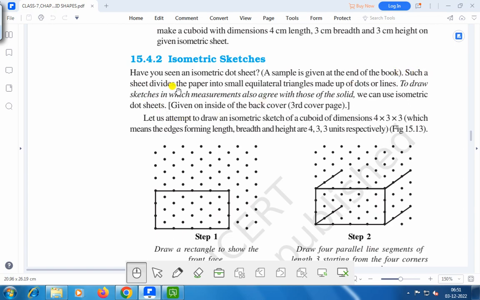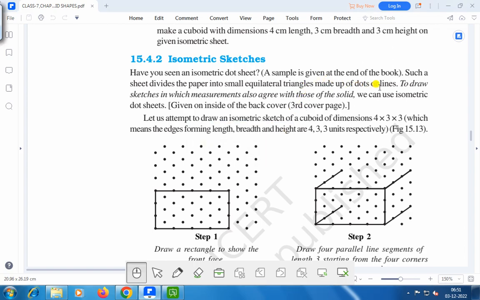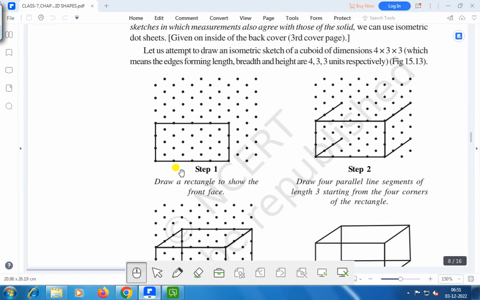Such a sheet divides the paper into small equilateral triangles made up of dots or lines. To draw sketches in which measurements also agree with those of the solid, we can use isometric dot sheets given inside the back cover, the third cover page. Let us attempt to draw an isometric sketch of a cuboid of dimension 4 x 3 x 3, which means the edges forming length, breadth and height are 4, 3 and 3 units respectively, like this.